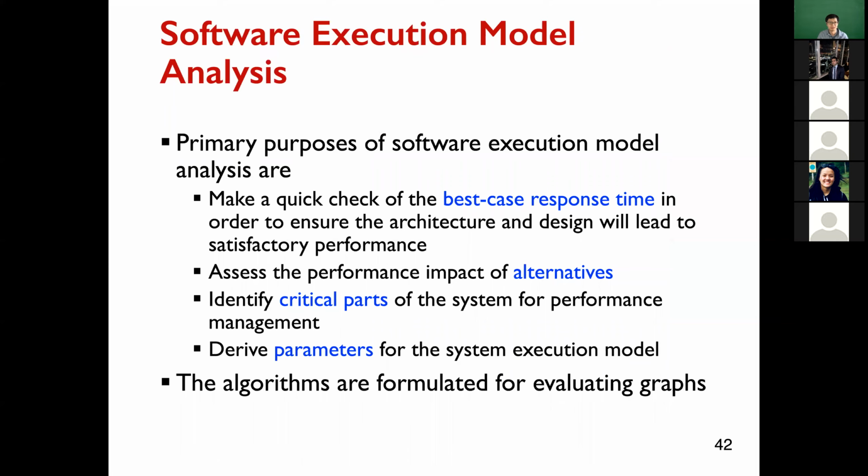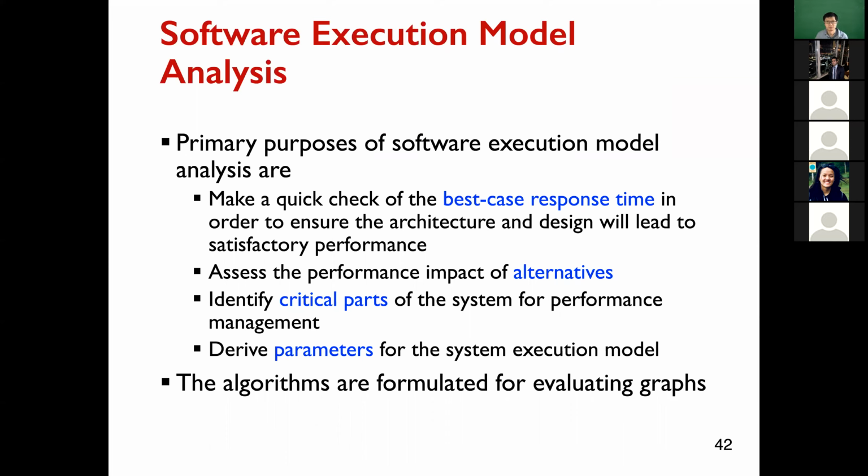So what are the purposes of the analysis, right? The first is to make a quick check of the best case response time in order to ensure the architecture and design will lead to satisfactory performance. And we assess the performance impact of different alternatives. We can identify critical parts, which part is very slow. We can derive parameters for future models, right? Like the system execution model, which is queuing networks.